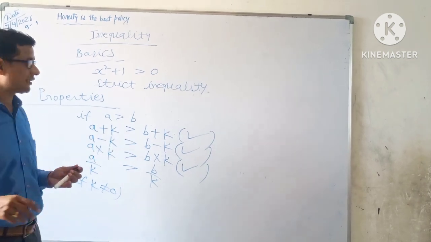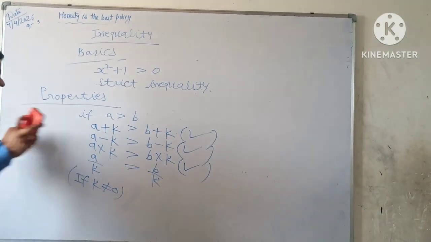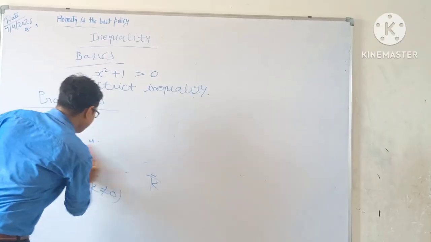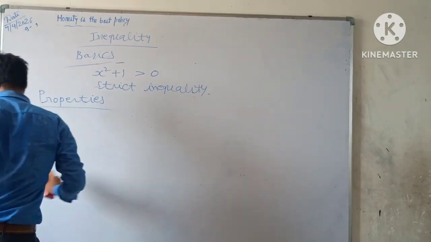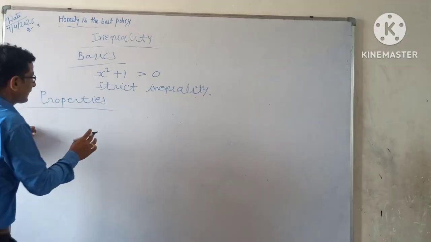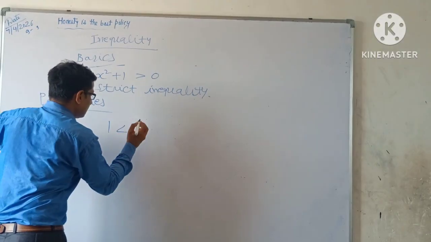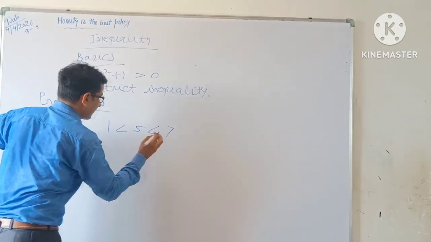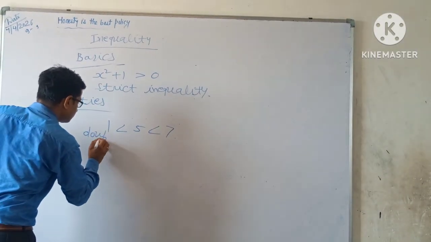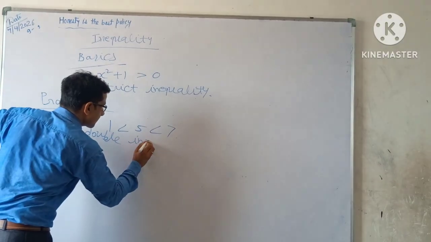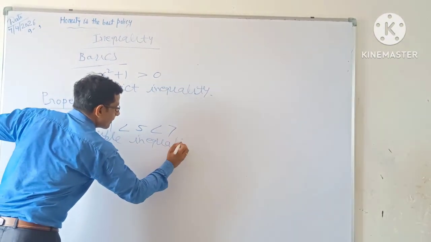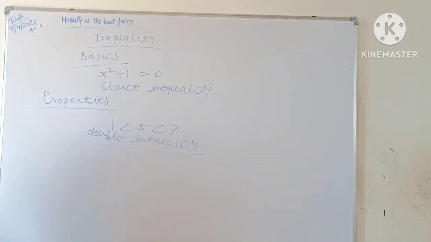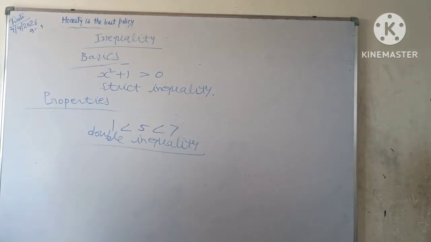Now let us discuss some other properties of inequality. There is another type of inequality we have seen, which is called double inequality. Like we have seen, 1 is less than 5, less than 7. This is called double inequality. Now let us discuss some other property.